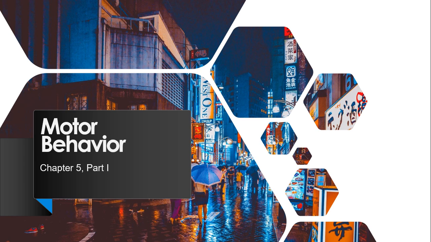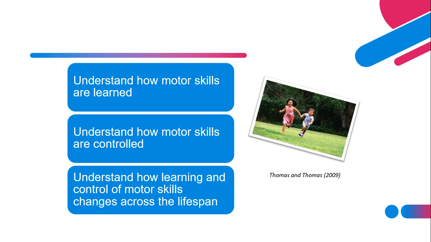So today we are talking about motor behavior. This is chapter 5 and the first of a 4-part series. So motor behavior is a broad umbrella term used to encompass the areas of motor control, motor learning, and motor development. So here we go.